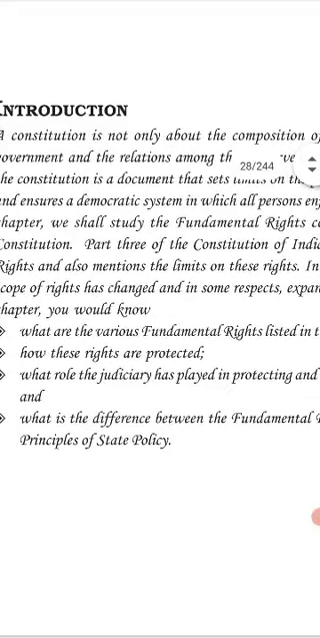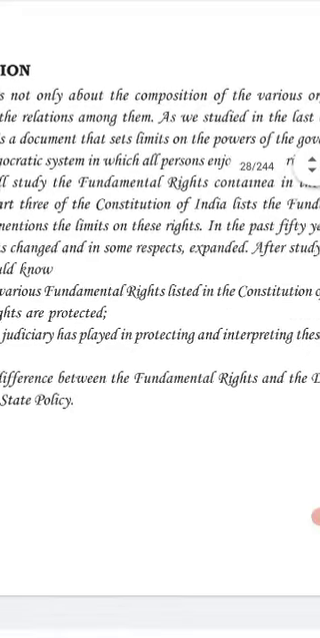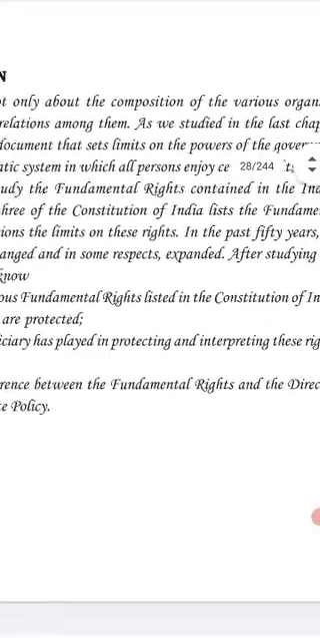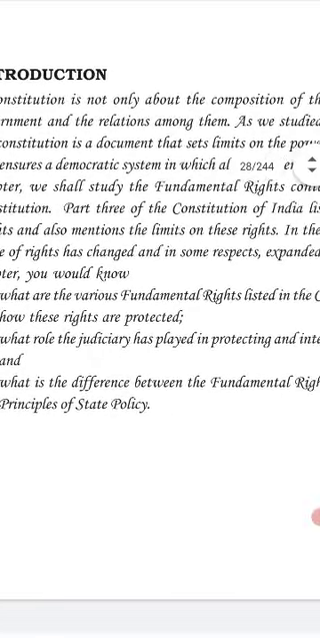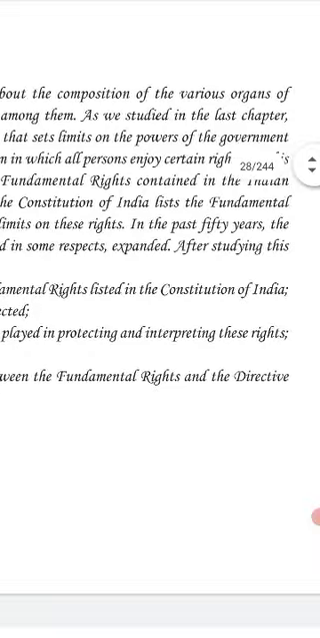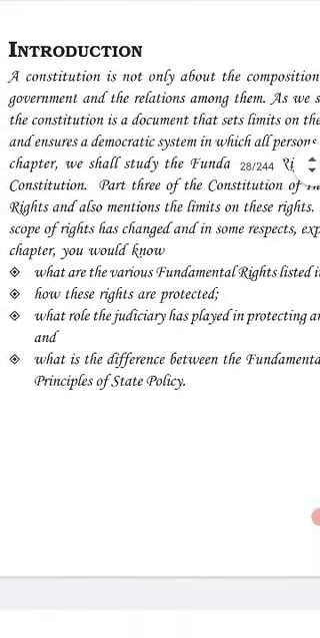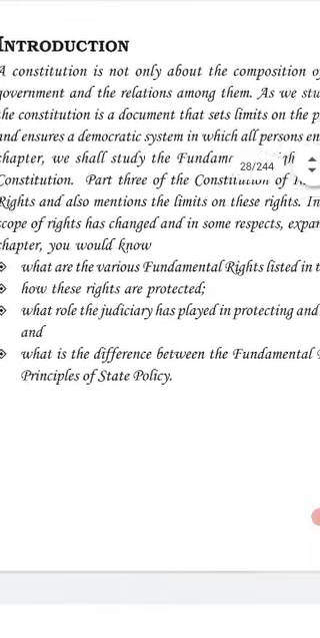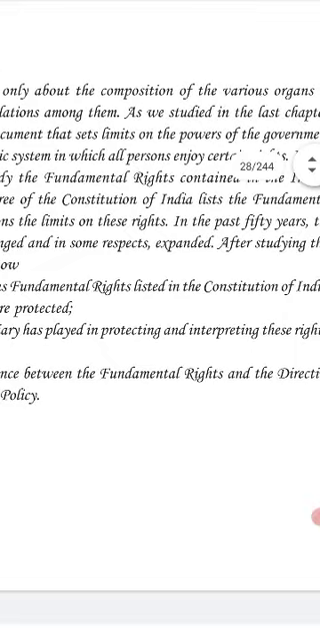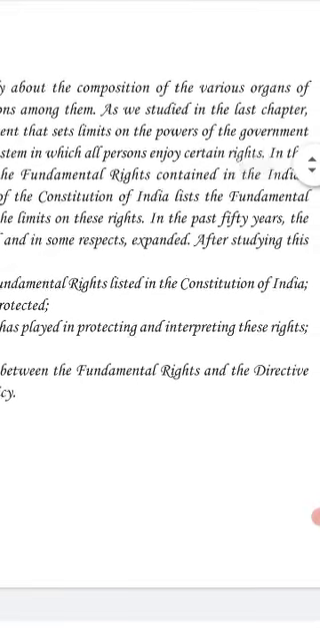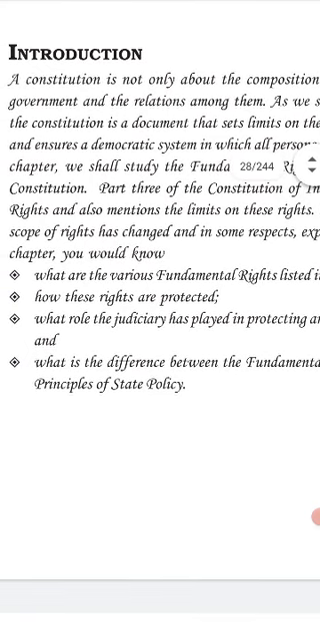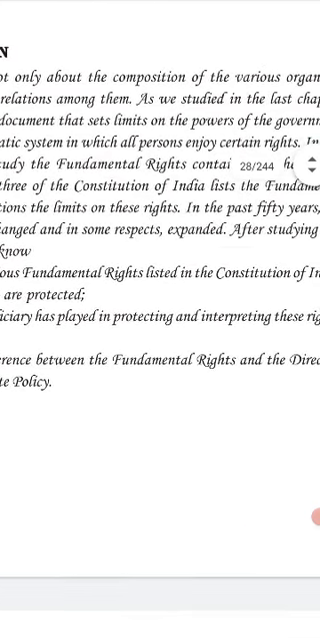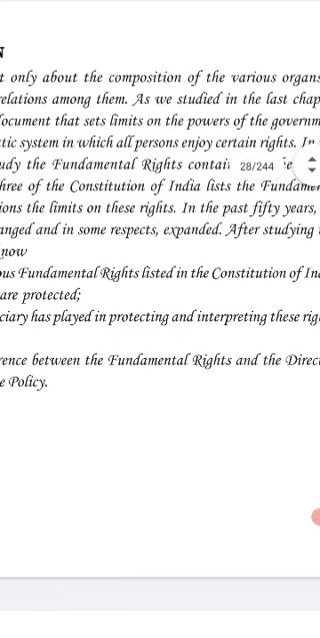In this chapter, we shall study the fundamental rights contained in the Indian Constitution. Part 3 of the Constitution of India lists the fundamental rights and also mentions the limits on these rights. In the past 50 years, the scope of rights has changed and in some respects expanded, and in some places there has been an increase as well.